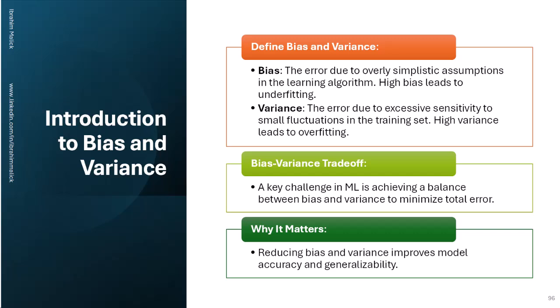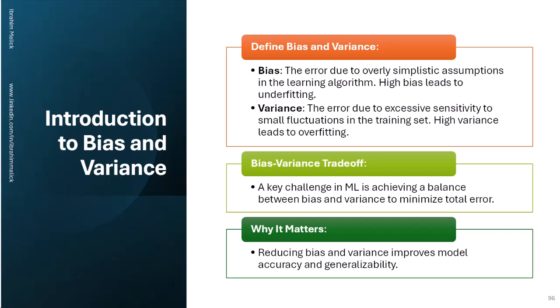So to wrap it up, right? Bias is defined as the error due to overly simplistic assumptions in the learning algorithm. High bias leads to underfitting. Okay, so variance is the error due to excessive sensitivity to small fluctuations in the training set. High variance leads to overfitting.